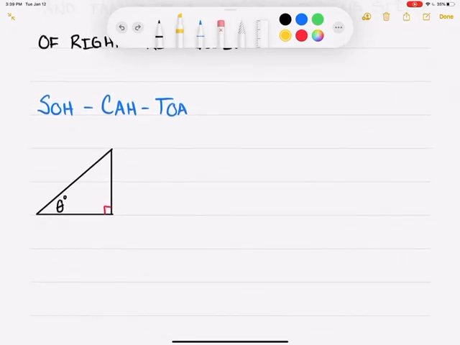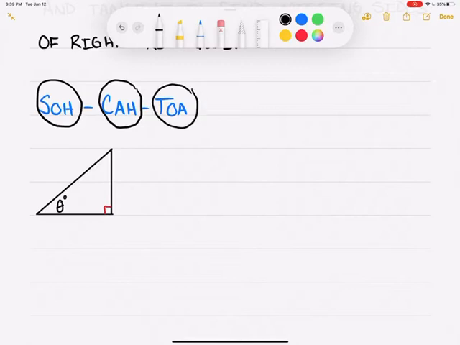SOH-CAH-TOA, like I said, stands for the three trig functions: sine, cosine, and tangent. Sine is represented by SO because it starts with the letter S. Cosine is CA because it starts with the letter C. Tangent is TOA because it starts with the letter T.